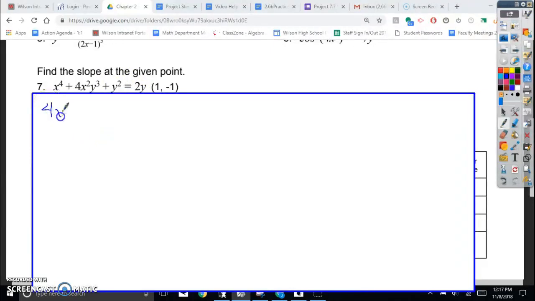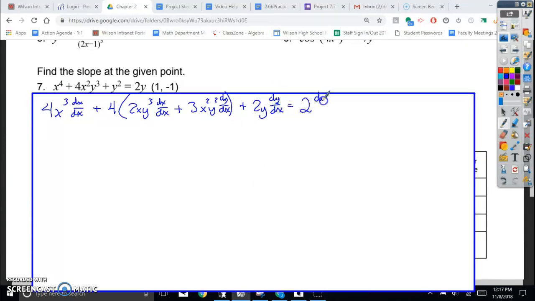So to start, this is 4x to the third dx/dx plus, now I have product rule in here. So this is going to be 2x y cubed dx/dx plus, now I have 3x squared y squared dy/dx plus 2y dy/dx, and that equals 2 dy/dx.